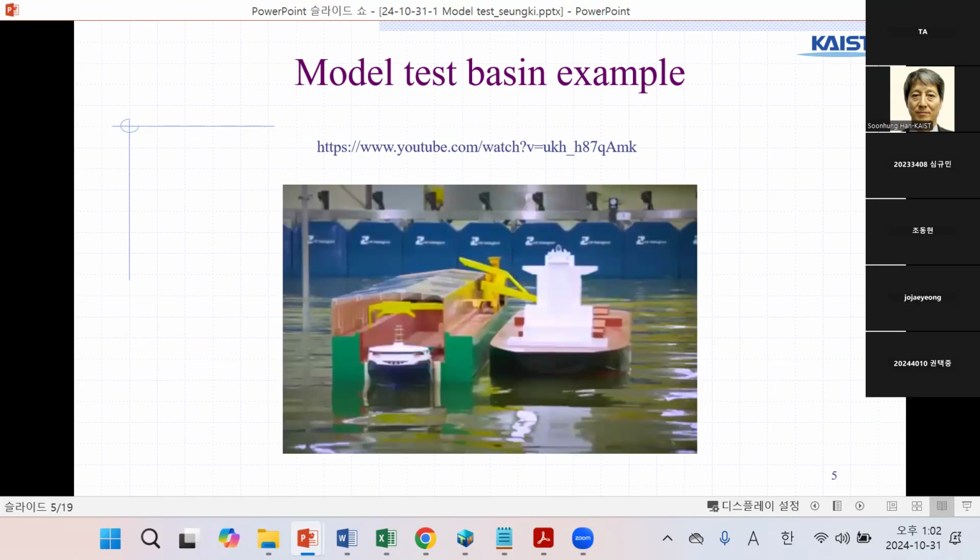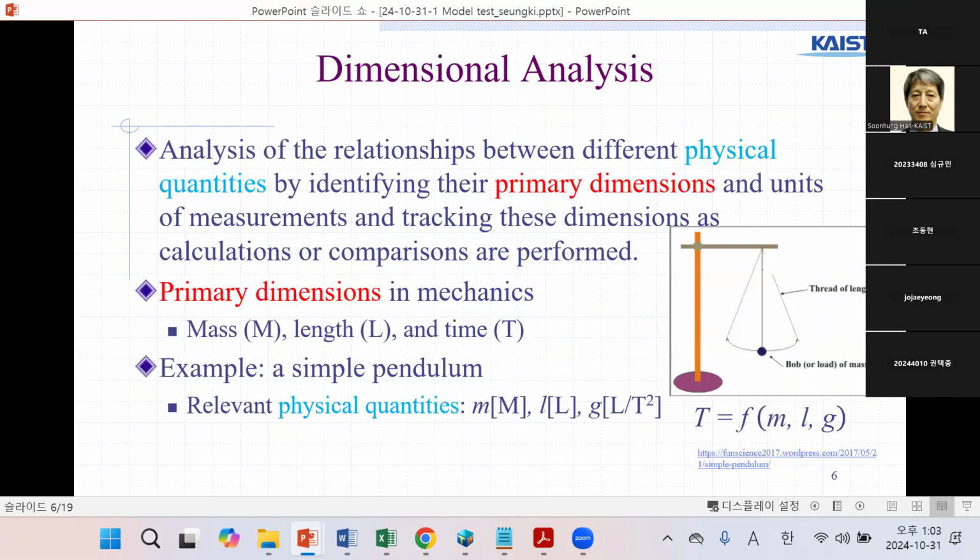This is the model test video example, but I will skip this. The key point is we conduct the experiment using a smaller size ship to predict the real ship resistance or performance. Okay, dimensional analysis is the relationship between different physical quantities by identifying their primary dimensions and units of measurement, and setting these dimensions as calculation or comparison are performed. In mechanical engineering, there are 3 primary dimensions: mass, length, and time. So we combine these parameters.